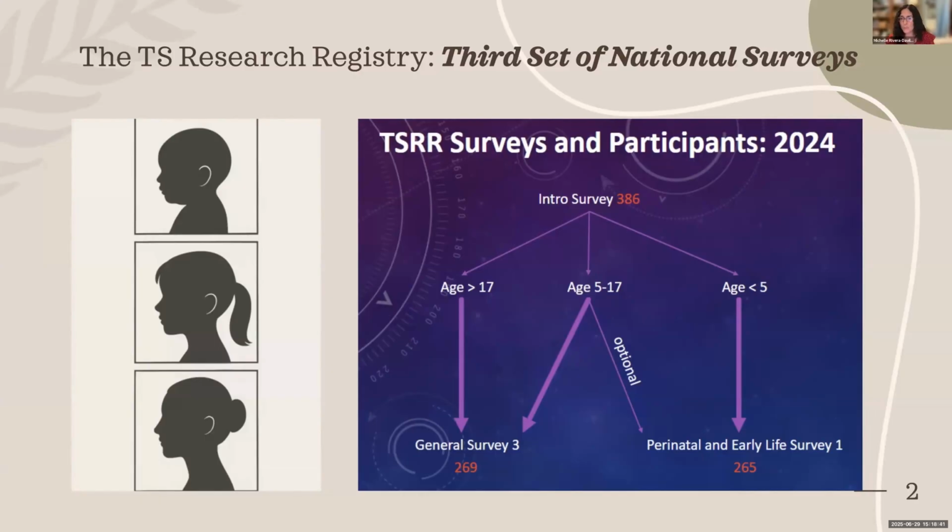The other option was also to participate in the perinatal and early life survey. That survey was intended to gather information from parents regarding the pregnancy of the child with Turner syndrome, as well. So it was going to gather information regarding their experiences, what resources were offered to them during the pregnancy, and then what was the infant and early childhood experience of that particular individual with Turner syndrome. So what types of medical conditions and other challenges that particular individual face. 265 individuals answered that survey.